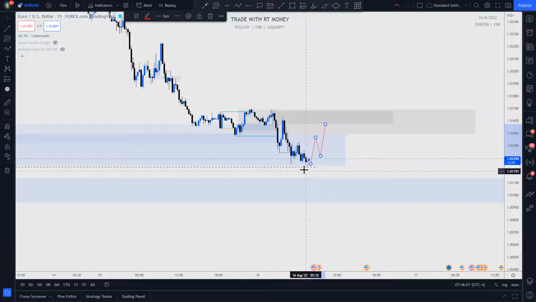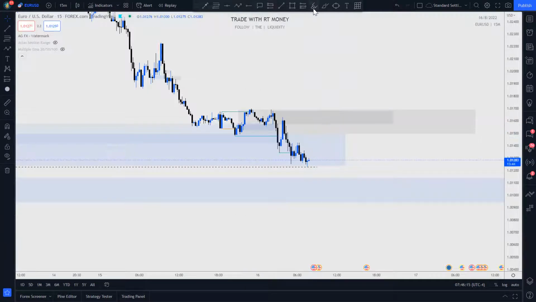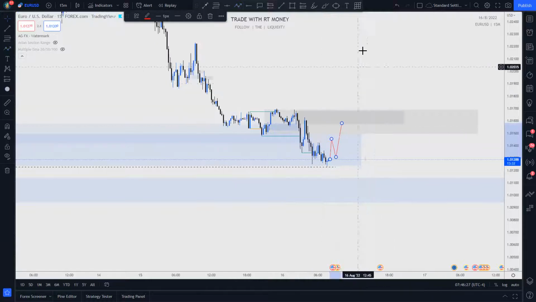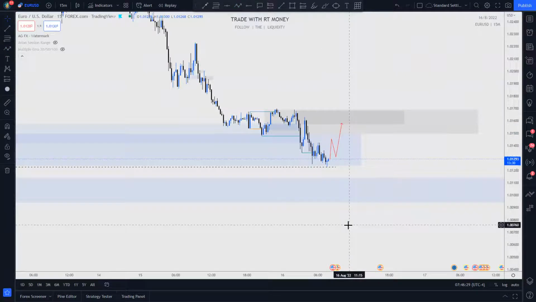I'm looking for a change of character, and this is how I do it. As soon as price breaks this high here, I'm going down to my 15-minute and waiting for the pullback so I can take it up into here. I'm pretty sure I can get 5R off of this kind of setup. It looks like it could happen.